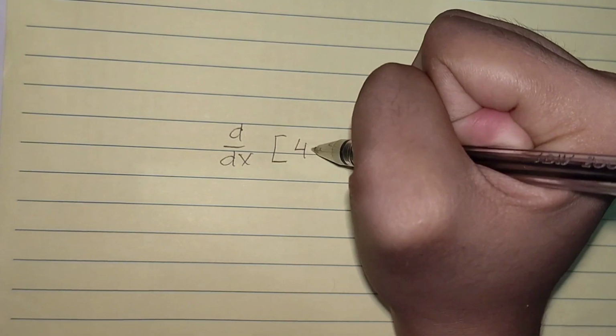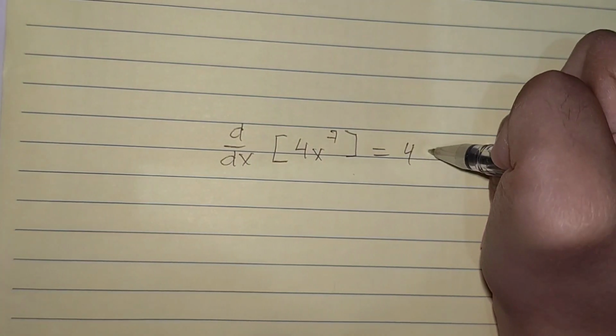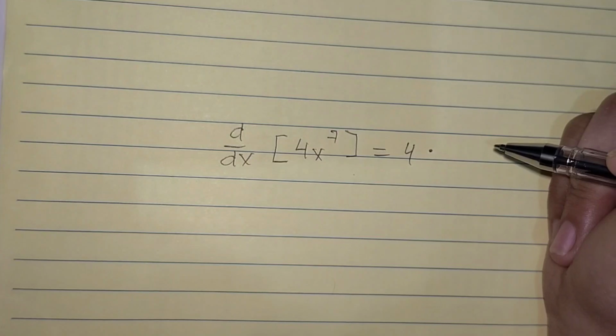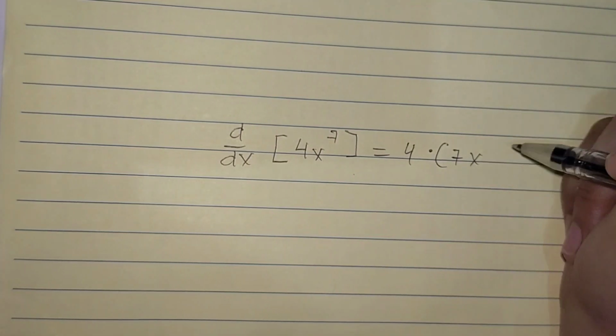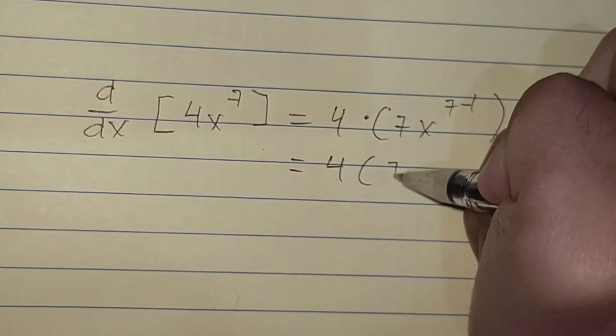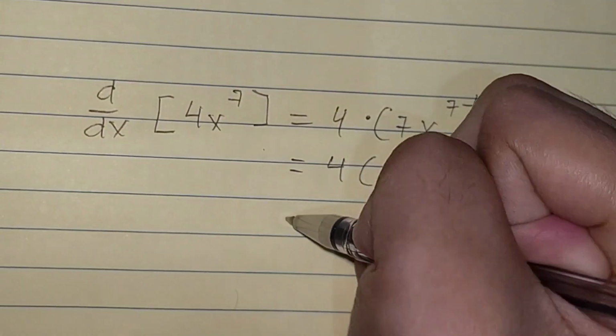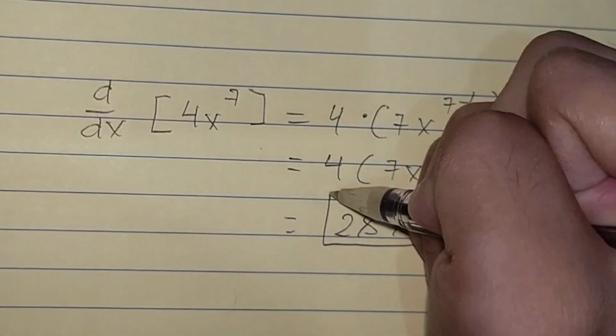Find the derivative of 4x to the 7th power using the constant multiple rule. So, the constant is 4, and we need to differentiate x to the 7th power. So, using the power rule, it's going to be 7x raised to the 7 minus 1. 7 minus 1 is 6, and then 4 times 7 is 28. So, it's going to be 28 times x to the 6th power.